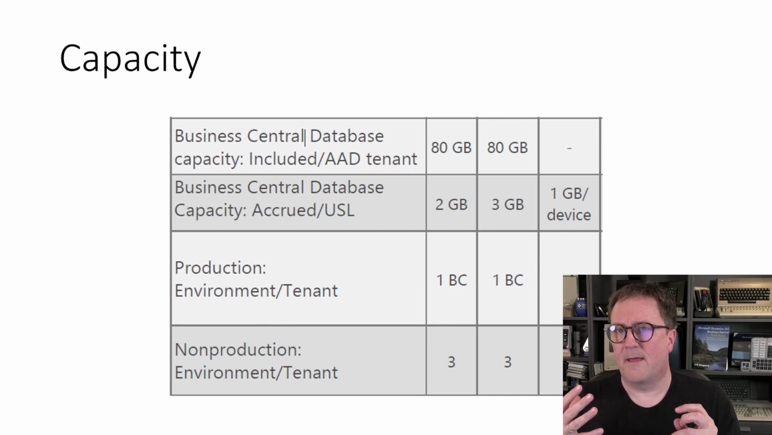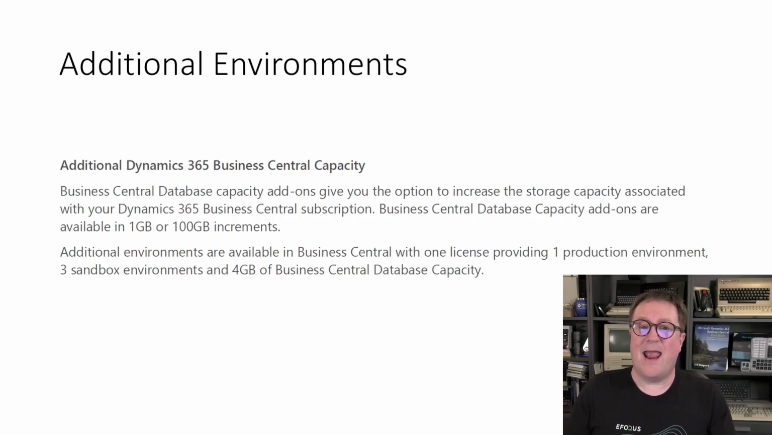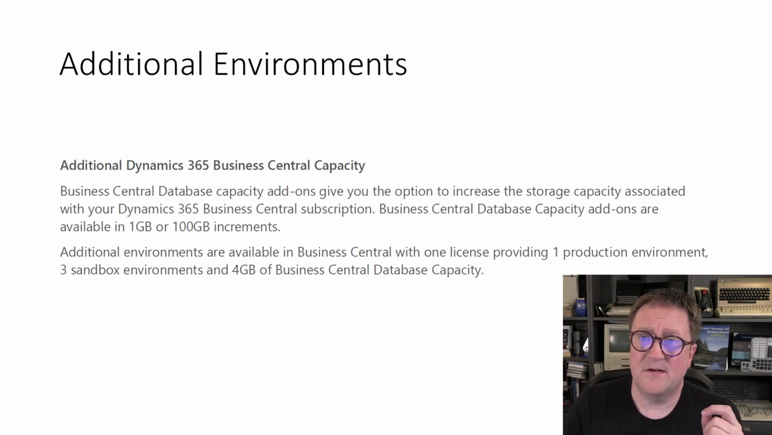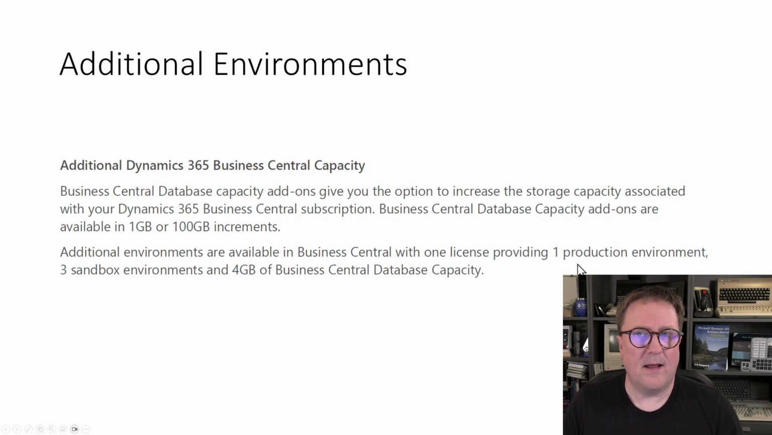And then you can buy more. And if you have a device user, you get 1 gigabyte per device user. You can add more environments. So you get the 1 plus 3 to begin with. There is a flat license fee per month. In the US, I think it's $500, and that will give you 1 more production environment and 3 more sandboxes, and graciously 4 gigabytes of extra capacity. You can buy extra database capacity in either 1 gigabyte or 100 gigabyte increments if you need it.